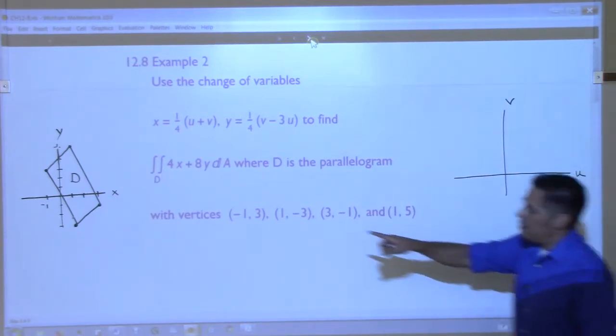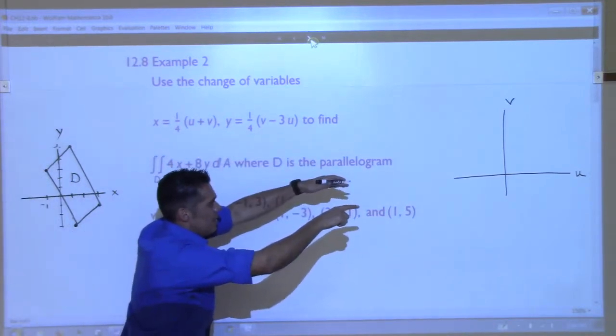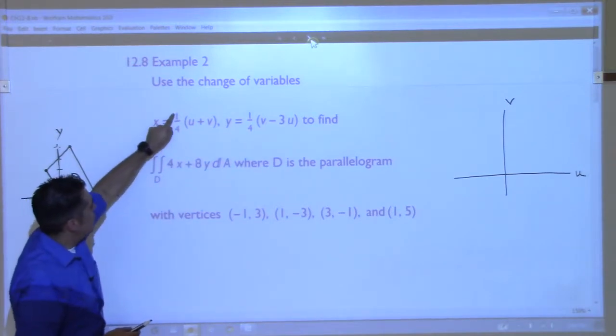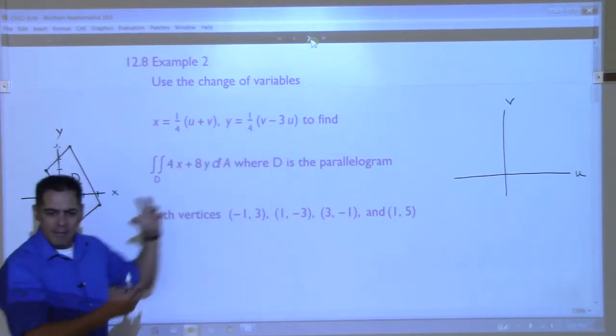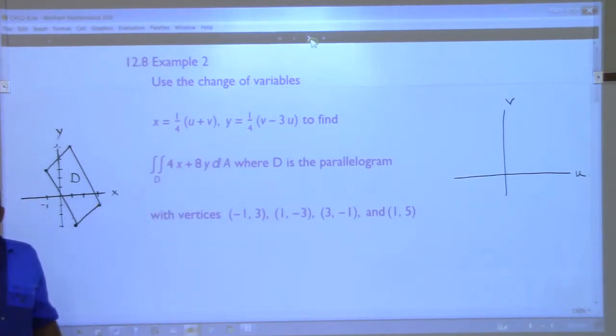So what does this region look like when you map it over to that UV plane under this transformation? So all your x's become 1/4 of u plus v, and all your y's become 1/4 of v minus 3u. We need to see how that moves this over. Does that make sense? So that process, there's different ways you can do it. The book does it one way. I did it another way. You get to the same answer. I think I'm going to do it the way that would probably make most sense. Let's first look at this thing and let's label some sides.